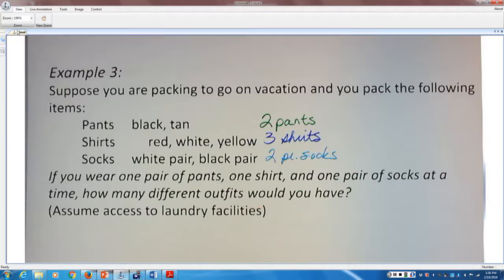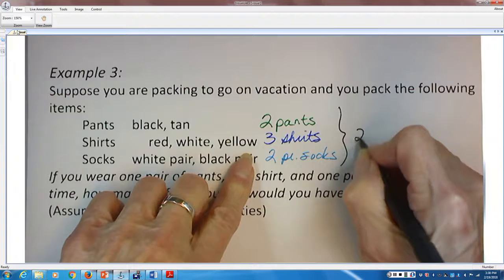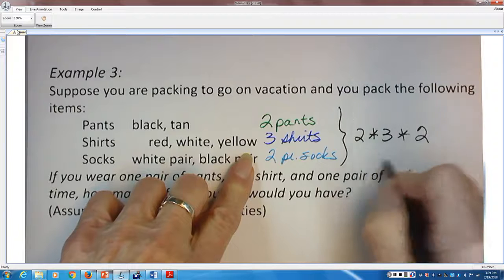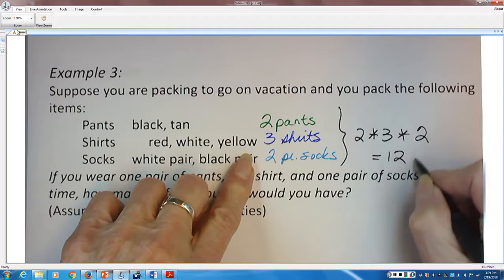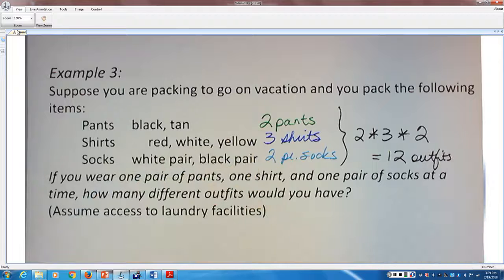And the answer to that is calculated with the MN rule. 2 times 3 times 2, which is 12 outfits. With an outfit being 1 shirt, 1 pair of pants, and 1 pair of socks. Okay.